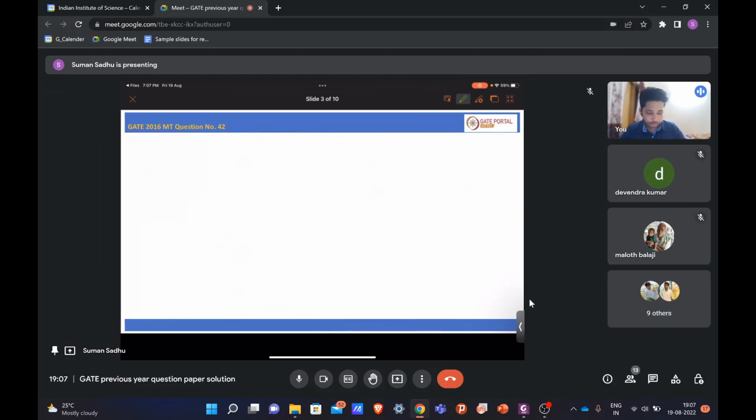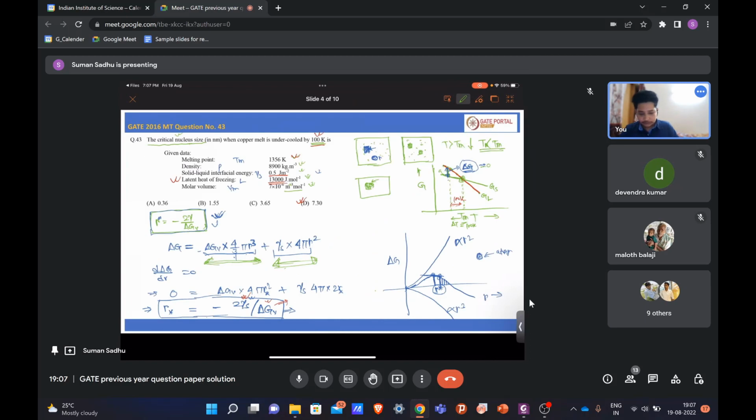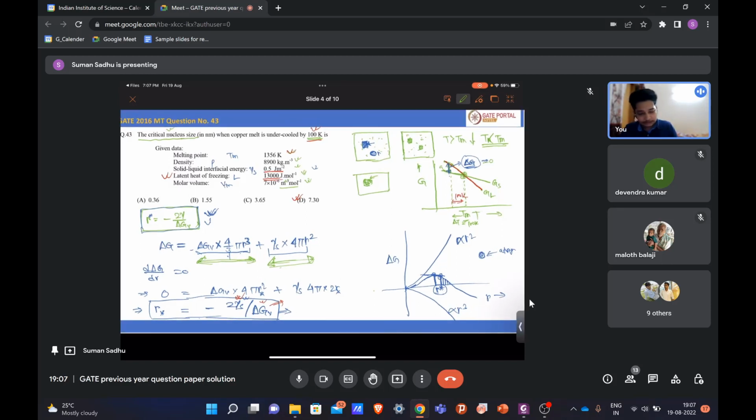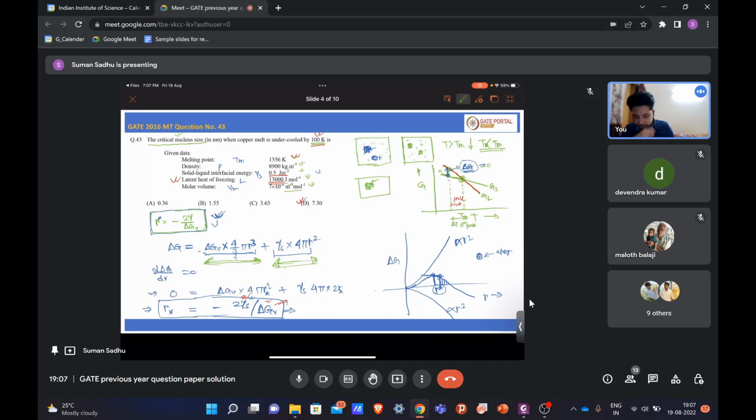Okay, so the next question is also simple. It is asked that you have to find out the critical nucleus size when copper is undercooled at 100 Kelvin, right? So do you know how this formula is coming? That r star is minus 2 gamma by delta G_V for the critical nucleus, or should I explain?